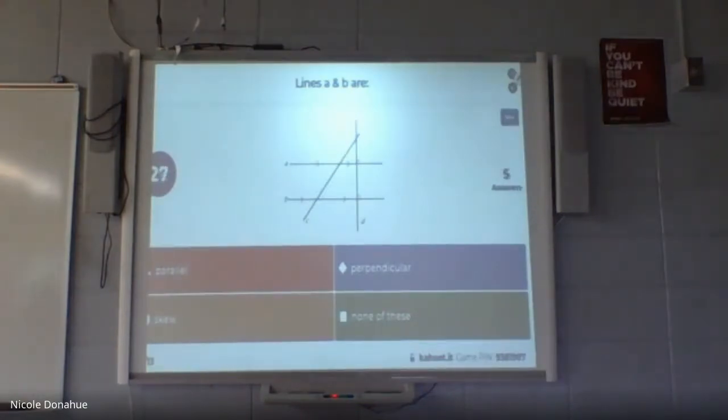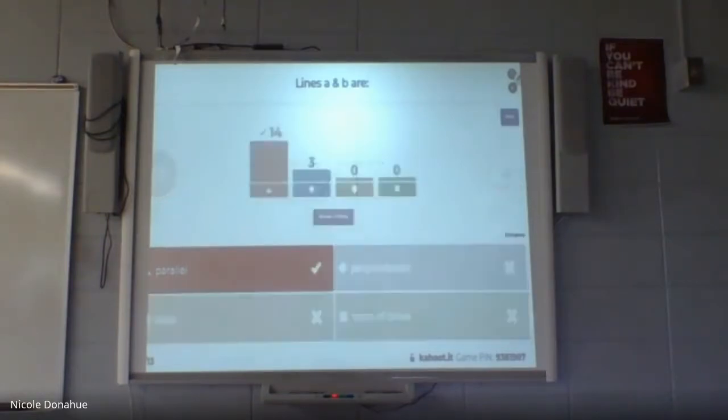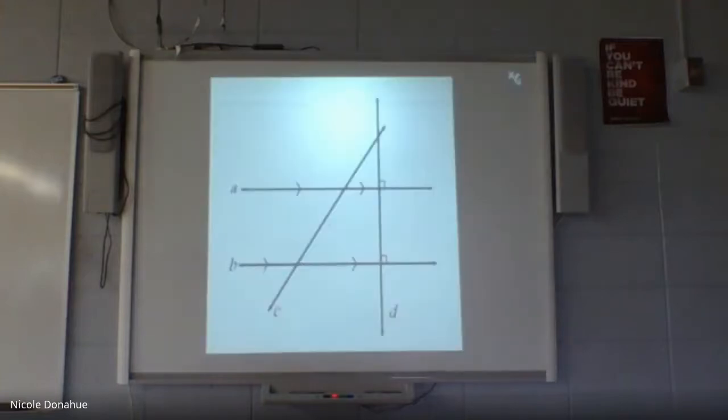What do you know about lines A and B? That's these two right here. So they're parallel because of those little arrows there that they show us. So A and B there are parallel.